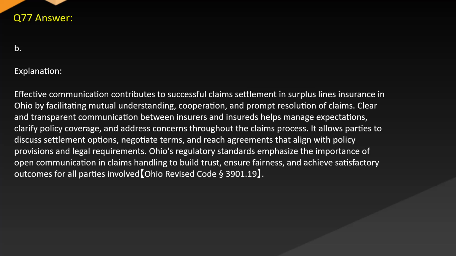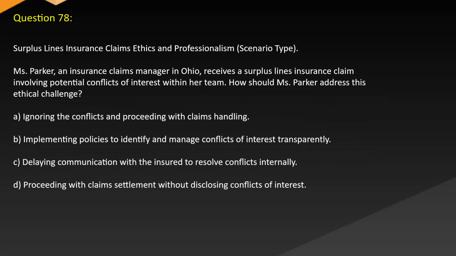Ohio Revised Code 3901.19. Question 78. Surplus lines insurance claims ethics and professionalism, scenario type. Ms. Parker, an insurance claims manager in Ohio, receives a surplus lines insurance claim involving potential conflict of interest within her team. How should Ms. Parker address this ethical challenge?